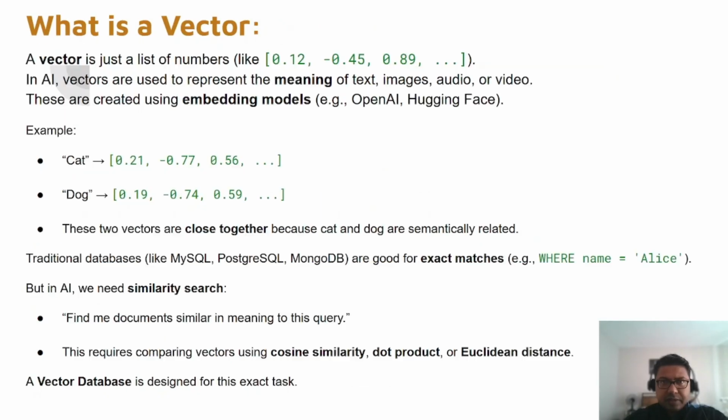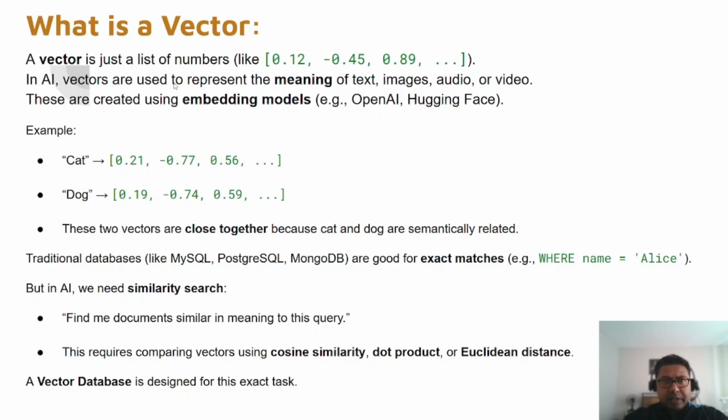That's the difference. Now, what is a vector? A vector is just a list of numbers like this. This is how a vector is represented. It may be multidimensional. It can be one dimensional, two dimensional, three dimensional, and it can go up to 1,000 dimensions. We'll see that. So a vector is just a list of numbers like this. In AI, vectors are used to represent the meaning of text, images, audio, or video.